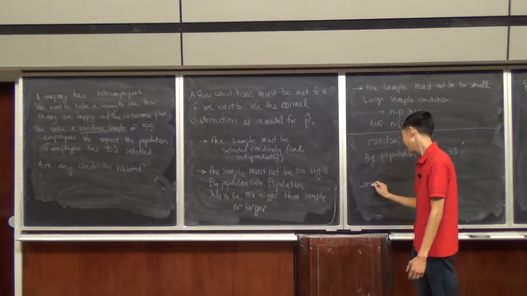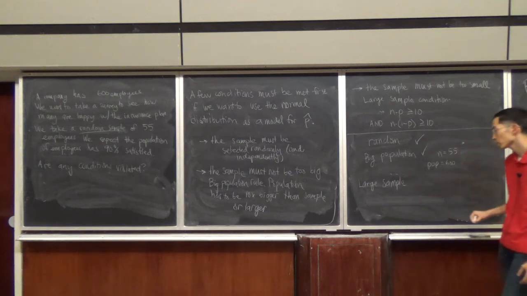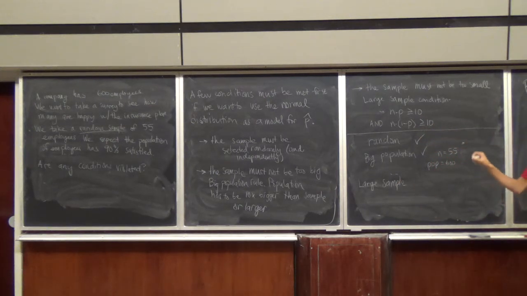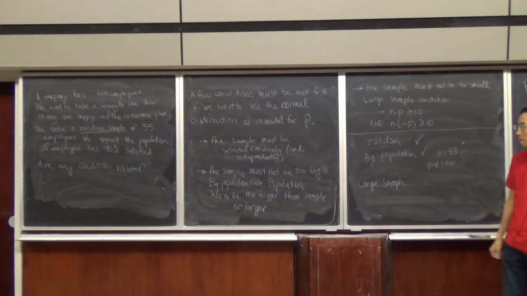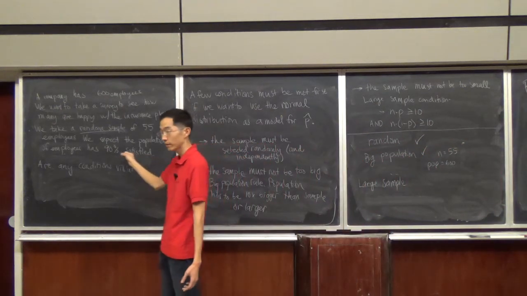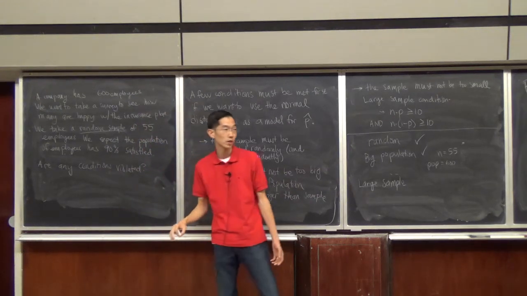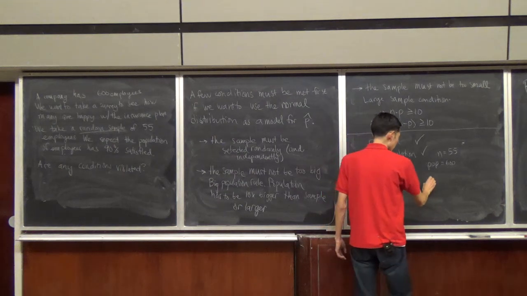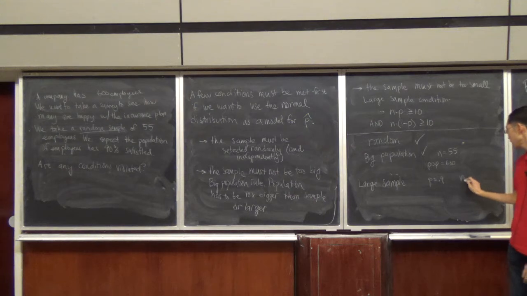All right, and lastly, large sample condition, is this met? So how do we check? We have to do n times p. What is p? P is 0.9. It says we expect the population of employees to have 90% satisfied. So p is 0.9. What is n? 55. n is 55.